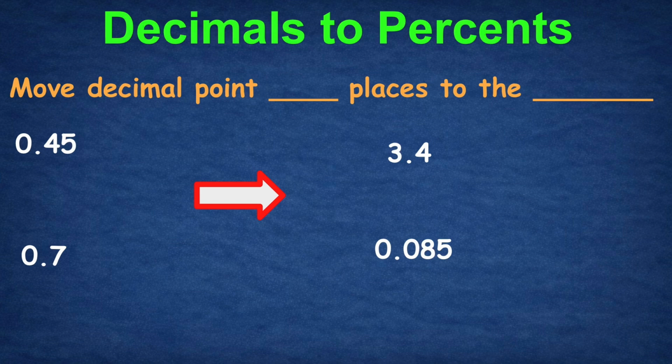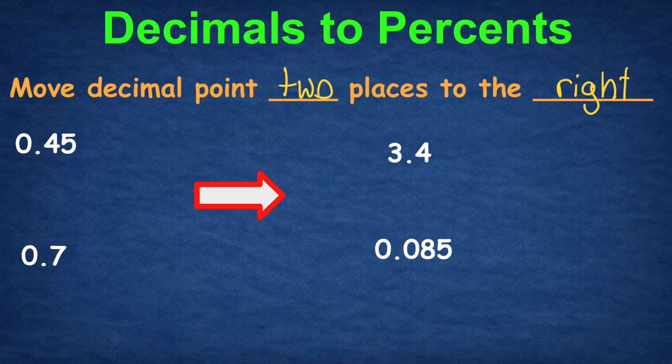We're going to break down how to convert decimals to percents and percents back to decimals. Let's look at a few examples. The first thing we need to do is move our decimal point 2 places over to the right. So I've got 45 hundredths, I've got 3 4/10, I've got 7 tenths, and I've got 85 thousandths.